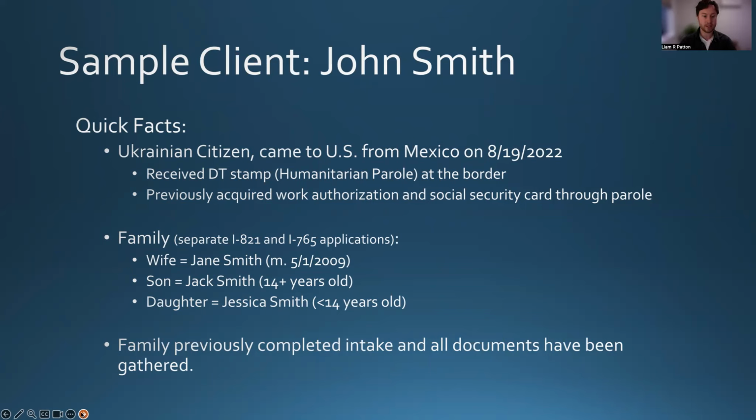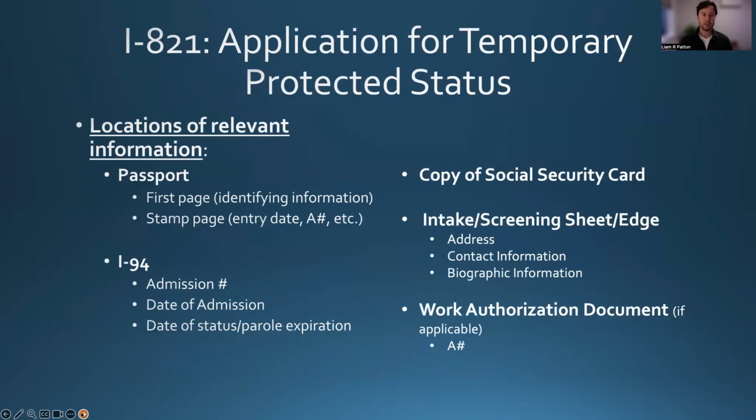At this point, let's pretend that the family has already completed their screening and their intake, and you have all of the documents that you'll need to complete their applications. So the first form we'll look at is I-821. This is the application for Temporary Protected Status.